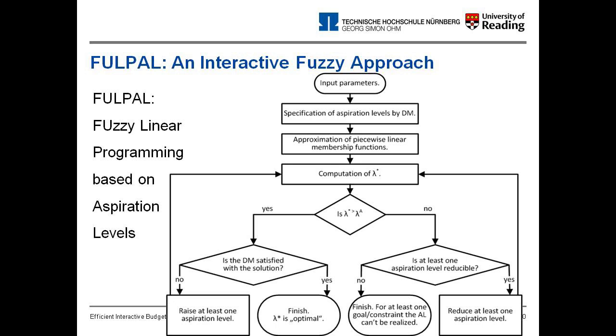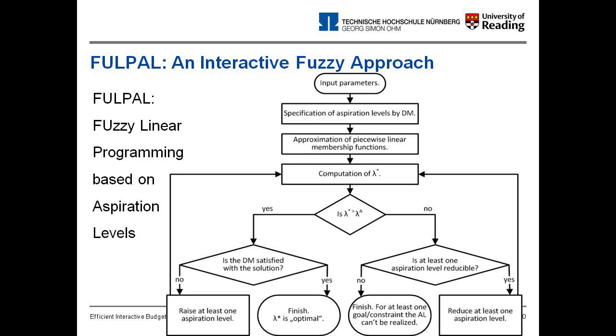In case lambda star is greater than 0.5, a solution is found that fulfills all aspiration levels of the decision maker. Therefore, he can accept this satisfying solution, or he can improve some aspiration levels in case lambda star surpasses all aspiration levels. If lambda star is lower than 0.5, no acceptable solution can be found, and the decision maker can modify aspiration levels. The solution space can be explored iteratively until an acceptable solution is found or the decision maker terminates the process.